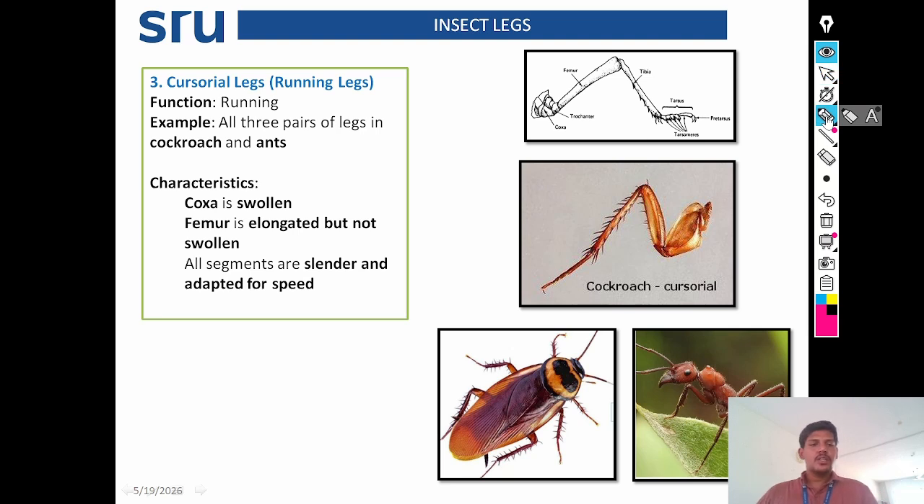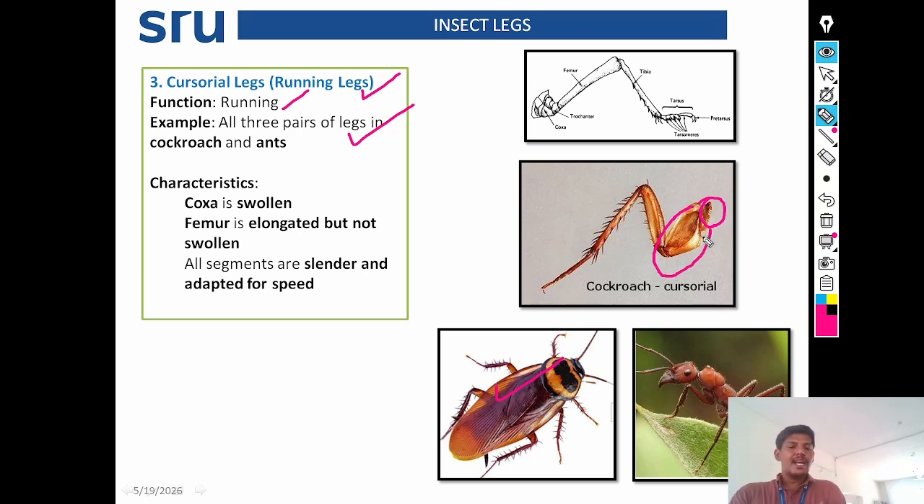Next, see cursorial legs. Cursorial legs are running legs. These legs are used for running. See the example: all the three pairs of legs in cockroach and ant are the cursorial or running legs. In this type of legs, coxa, the first segment of the leg, is swollen. Femur is elongated but not swollen. All segments are slender and adapted for speed.